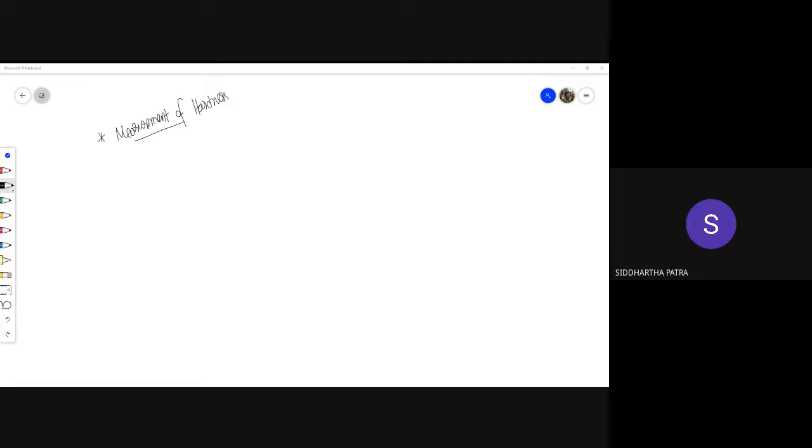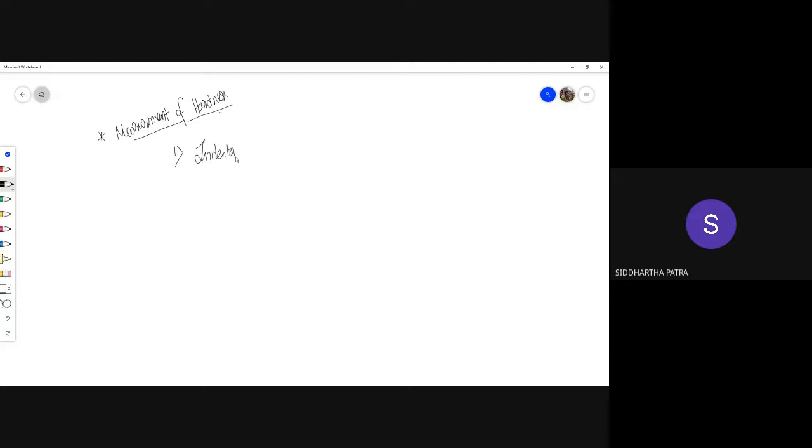Acha, measurement of hardness. So there are three different types of hardness tests. On the basis of how the hardness is tested, there are three types of hardness tests. Okay, so one is of course indentation based. The other one is scratch based. The third one is rebound test. Now you understand what are indentation and scratch tests.